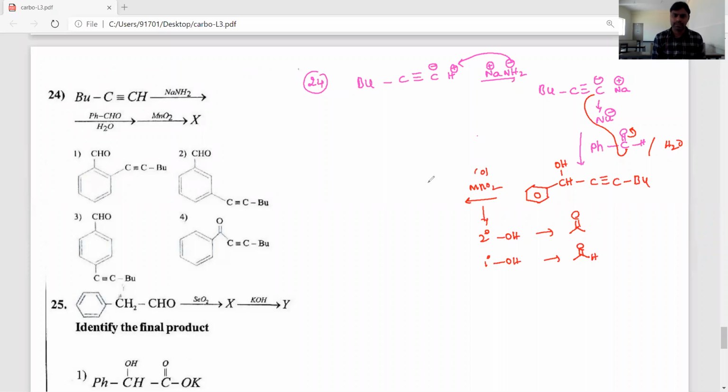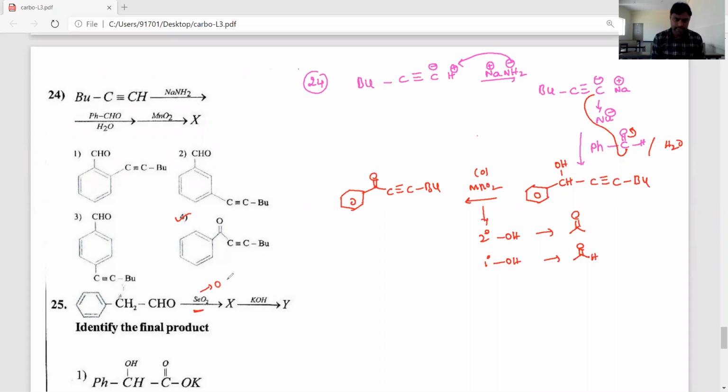Now the product is C=O, C≡C, butyl group. So the answer is the fourth option is correct. Okay, students. Let's see the fifth option.